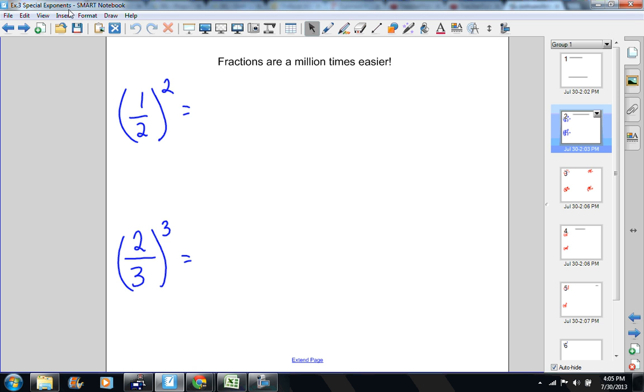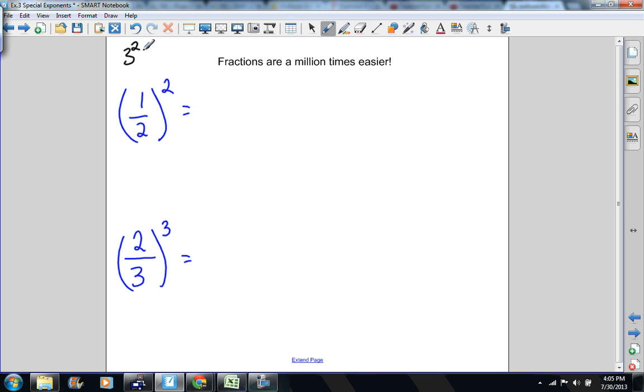If we're given something on the inside here squared, that means just like 3 squared is equal to 3 times 3. 1/2 squared is going to be just 1/2 times 1/2. And we know through fractions that to do this, you would just multiply across the top. 1 times 1 is 1. 2 times 2 is 4. And that's it. That's the whole problem.